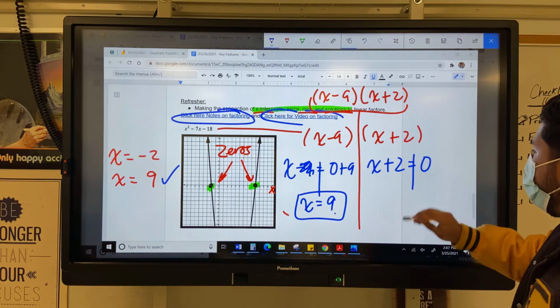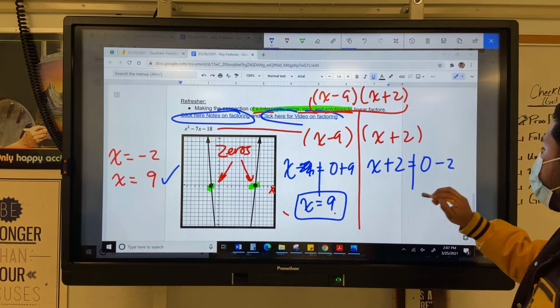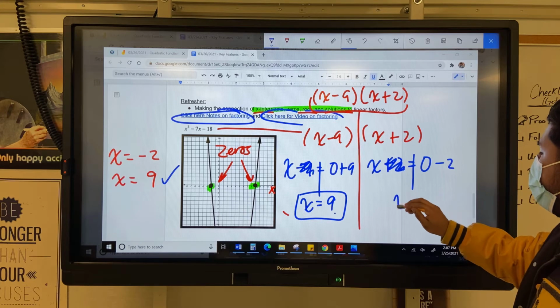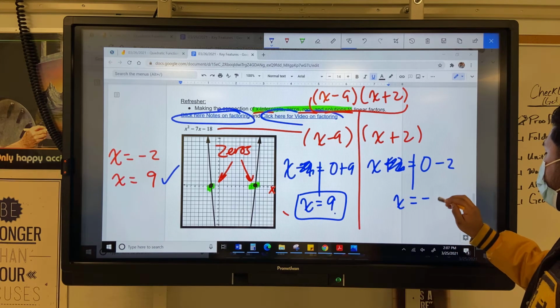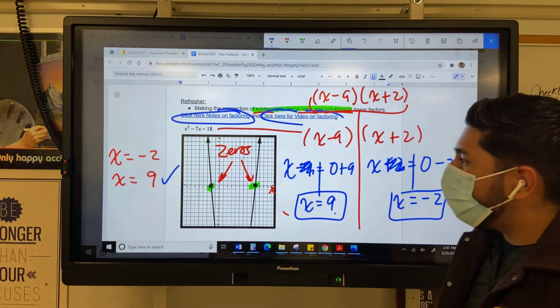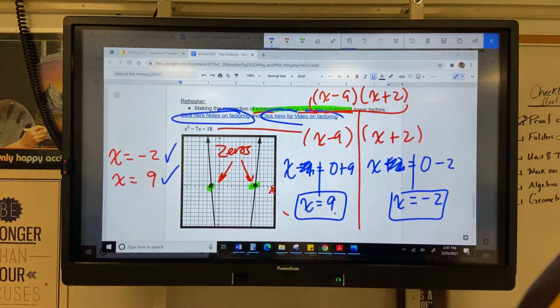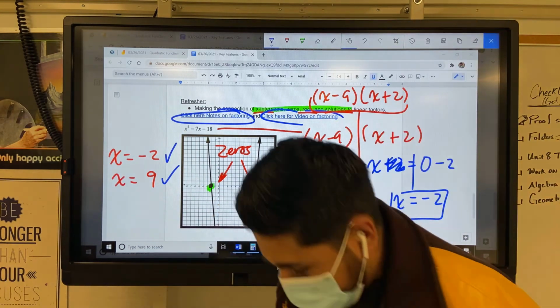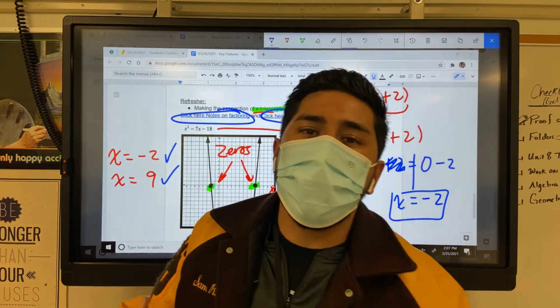Let's do it again. Border. Move this over. Turns into a negative 2. X equals 0 minus 2, negative 2. Are we correct? Boom. Slam dunk. Easy peasy, lemon squeezy.